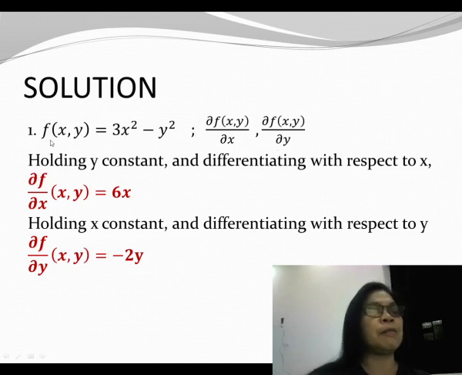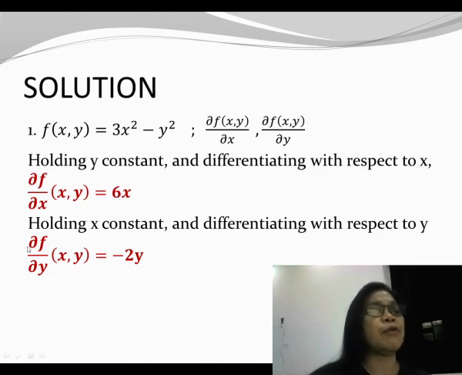Now, in finding the partial derivative of a certain function, the other variable should be considered as constant. So in this case, if we look for the partial derivative of the function with respect to x, we have to consider y as constant. Then, if y is constant, we have 3 times 2, which is 6, and the derivative is 6x.